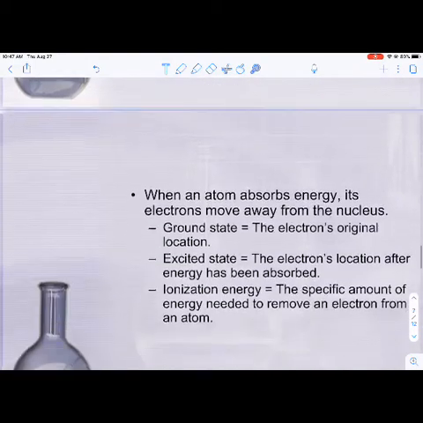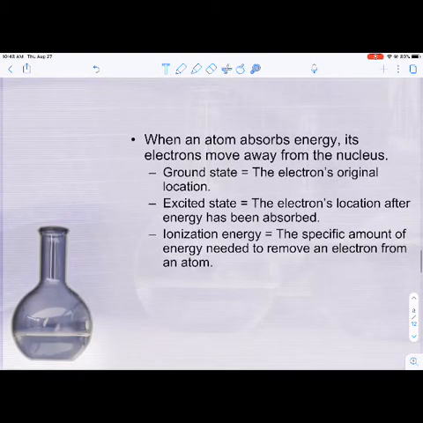So we have some terms. We have ground state, excited state, and ionization energy. These are terms that we have to know. Make sure that you guys write them down. Now, I'm going to explain these by actually looking at a model of the atom.